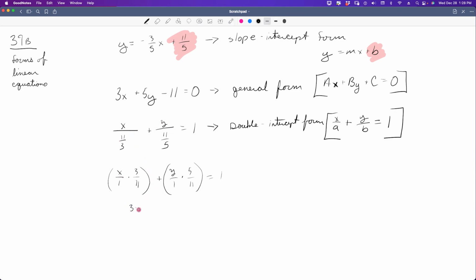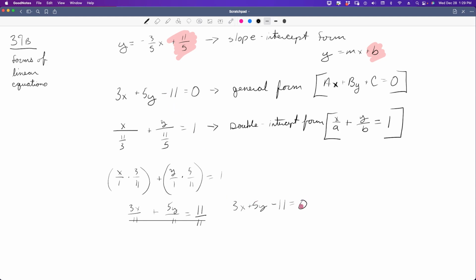But this would be 3x over 11 plus 5y over 11 is equal to 1. And to turn this into a denominator with 11, we would just multiply it and say 11 over 11 is 1. So then that allows us to get rid of the denominator. So we would have 3x plus 5y, and if we subtracted 11 from both sides so that we could set it equal to 0, that'd be minus 11 is equal to 0, which is back to the general form, which we know how to go from general form to slope-intercept form.